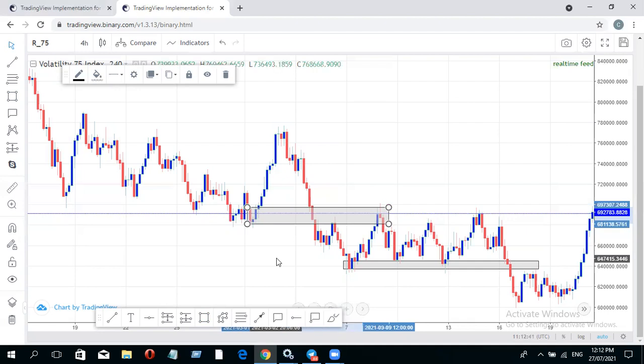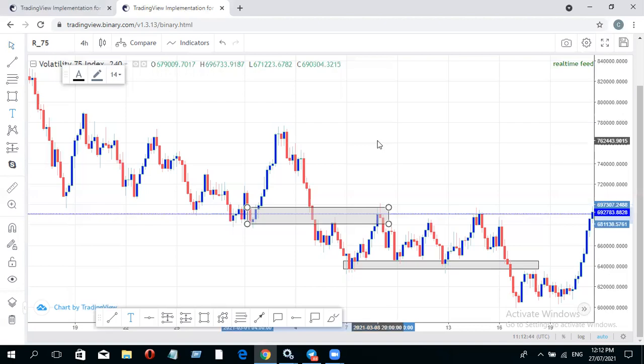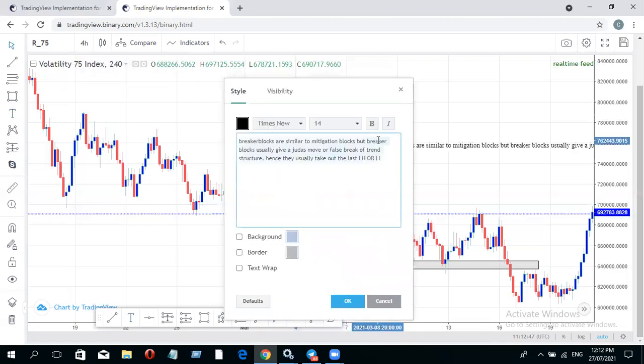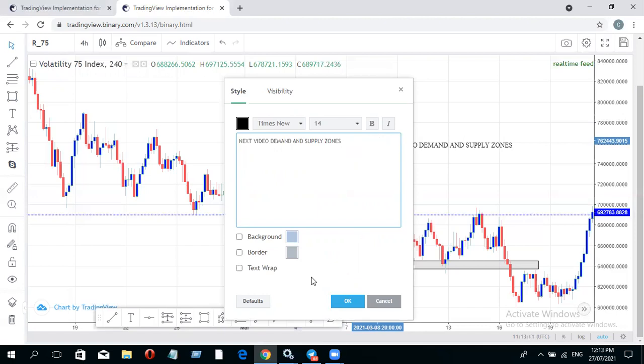In our next video, we'll be talking about demand and supply zones, so we know how to add this to our trading arsenal. This is how to trade these very profitable patterns.